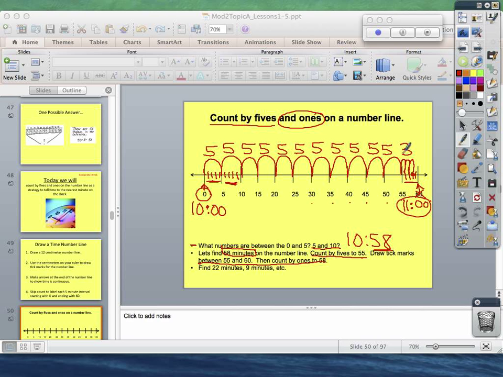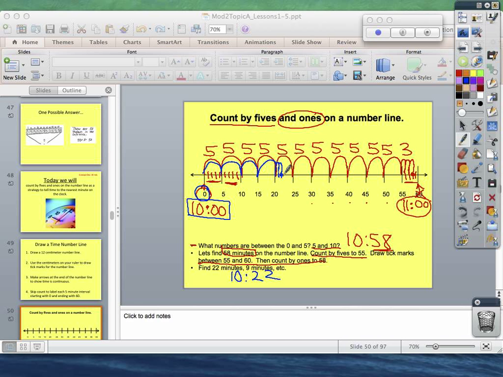Now it tells us to find 22 minutes. I'm going to change colors. Let's find 22 minutes. So that would be 10:22. Here's 10 o'clock at the 0. 10:05, 10, 15, 20. Oh, got to do my 21, 22. It'd be right there.